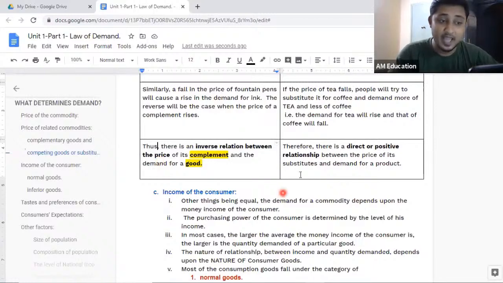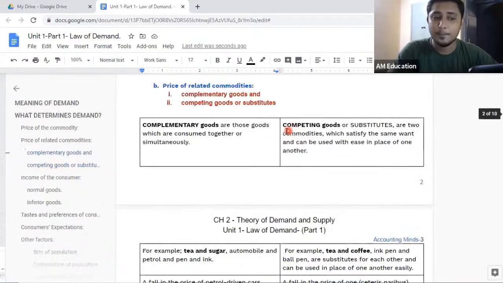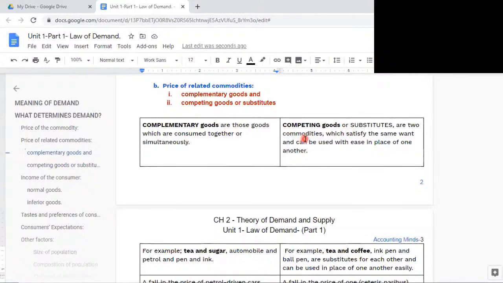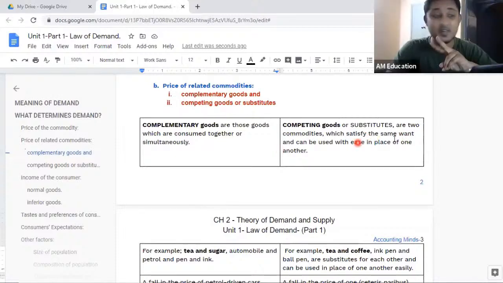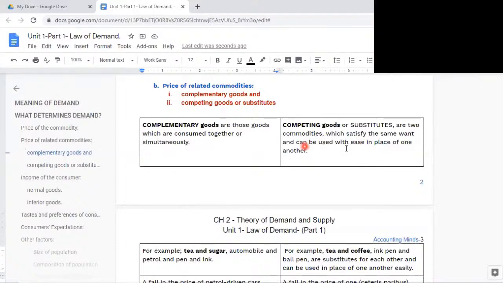And then we had competing goods. Competing goods or substitutes are two commodities which satisfy the same want and can be used interchangeably.